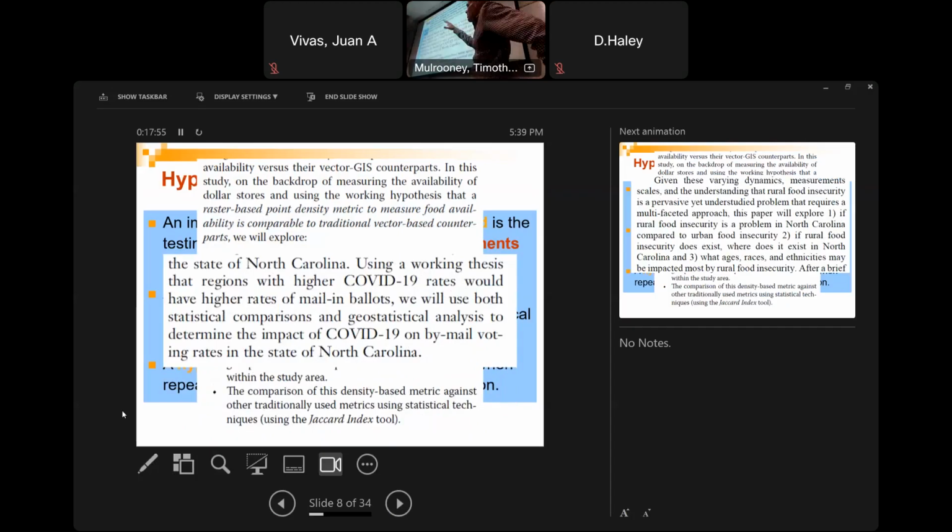This was the COVID rates versus the by mail. This was only a 3,000 word essay. This is the max that we could submit for the professional geographer. And we said, using a working thesis that regions with higher COVID rates would have higher rates of mail-in ballots, we will use statistical comparisons, geostatistics to determine the impact of COVID-19 on by mail. That was our working hypothesis. We actually found out the opposite.